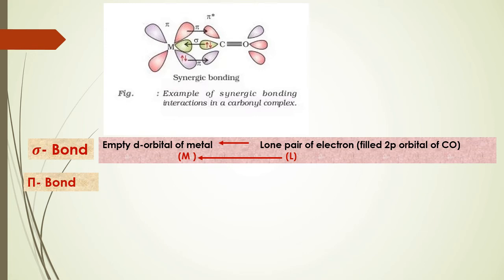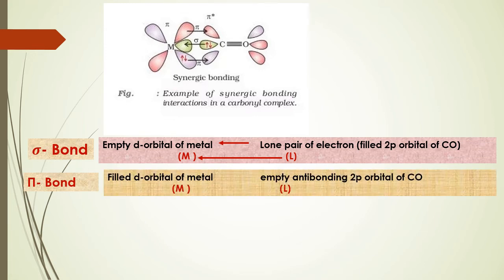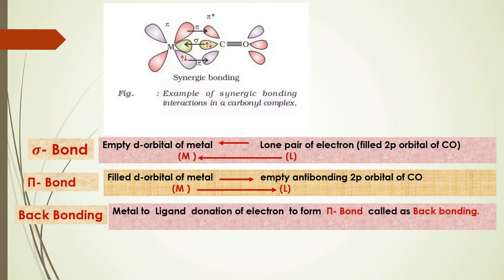Now the pi bonds are formed when the filled d orbital of a metal overlaps with the empty antibonding 2p orbital of carbon monoxide. So a metal to ligand bond forms, and this bond formation is called back bonding. So what is back bonding actually? Metal to ligand donation of electrons to form a pi bond is called back bonding.